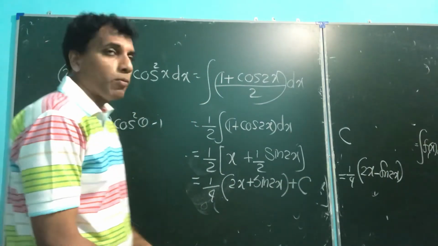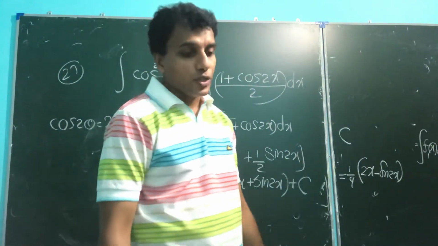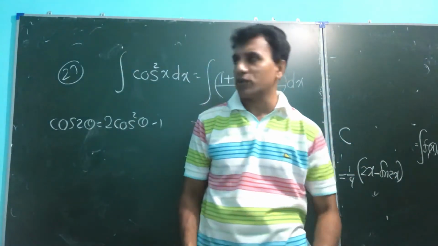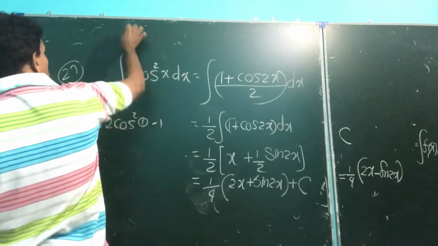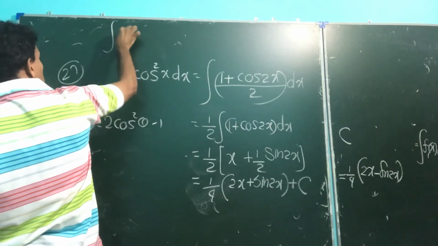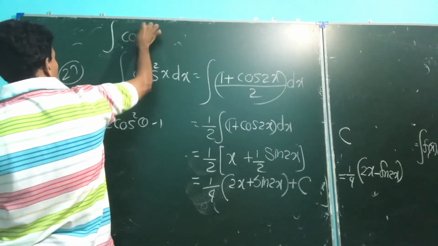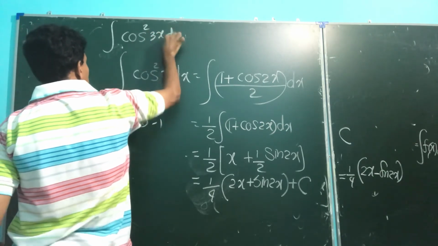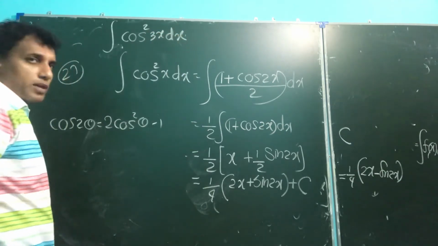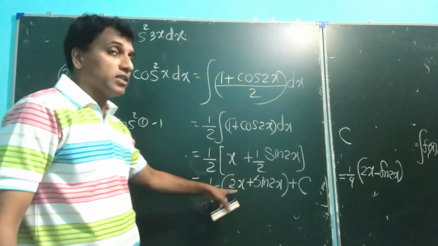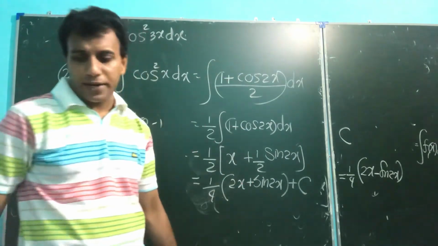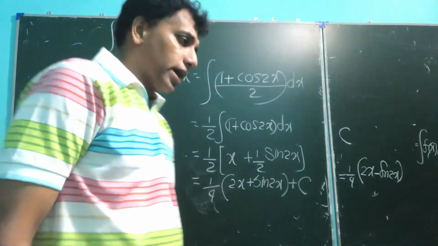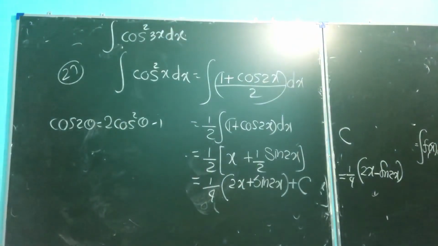This is the standard form of cos square, sine square, or any power of these things, right? See one example: integral cos square 3x dx. Find the similar version. You can't write the straight answer. You have to follow the first principle way, right? Cos square 3x integral, so change to cos double angle.